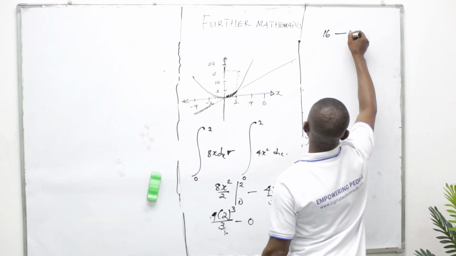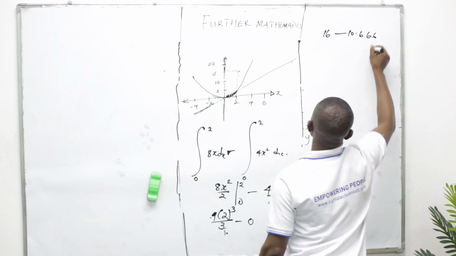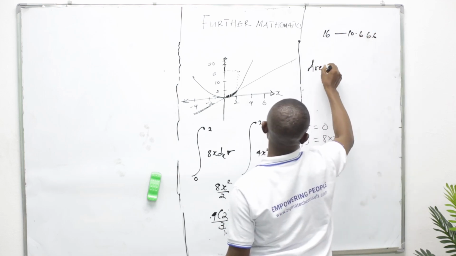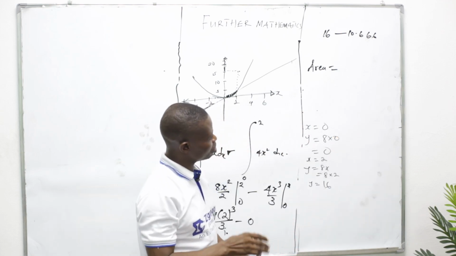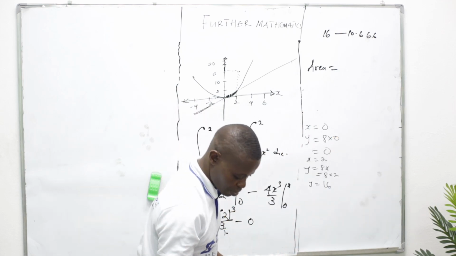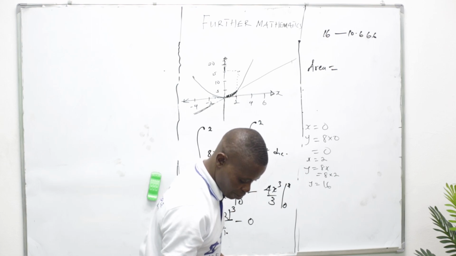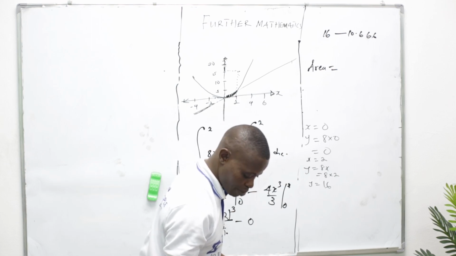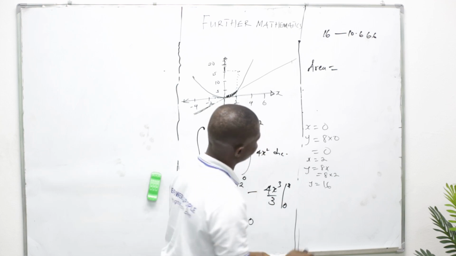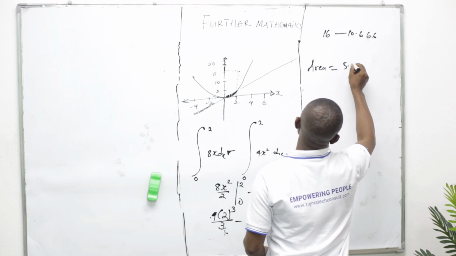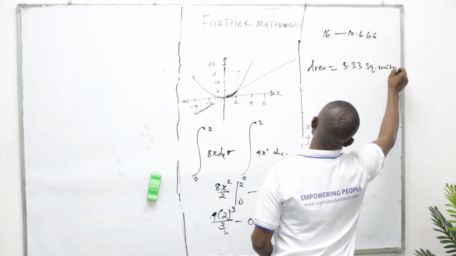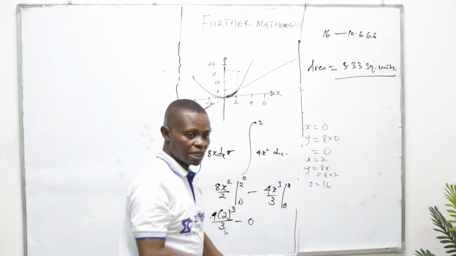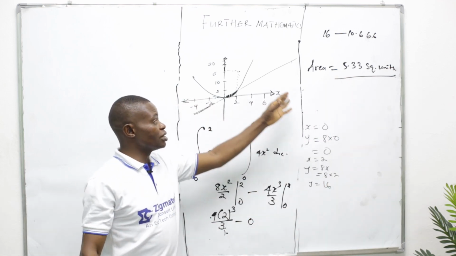32 divided by 3 is 10.6, and I say 10.66. Now area equals what? This should give us about 5.4 something. Like 16 minus 10.666, 5.33. So 5.33 square units. So the area bounded by this curve is what?